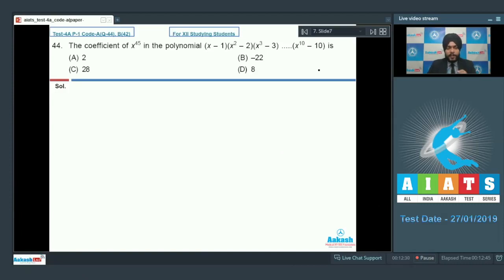And I need the coefficient of x power 45. That is, I need to decrease the total power of x by 10. Okay, the maximum power is 55. I have to find the coefficient of x power 45. So decrease the power by 10. So how can we do that?